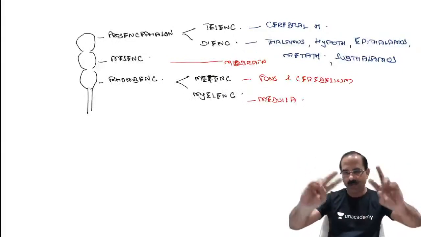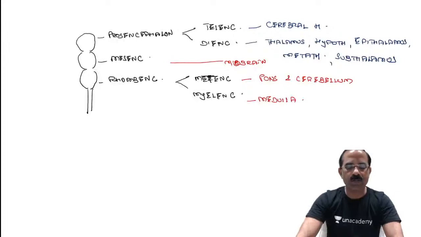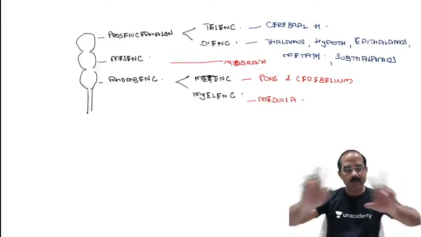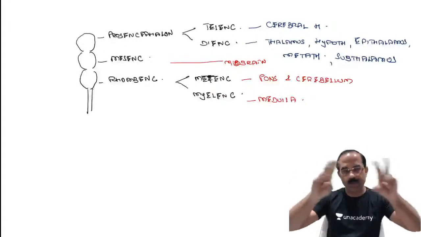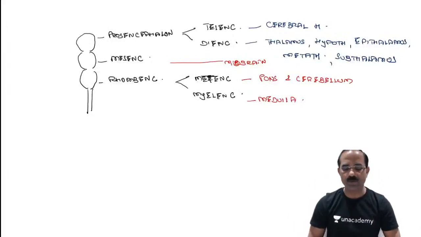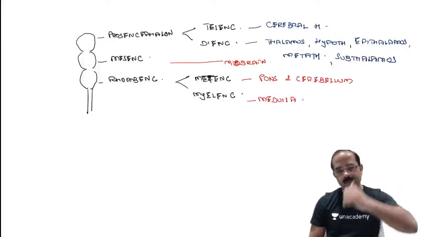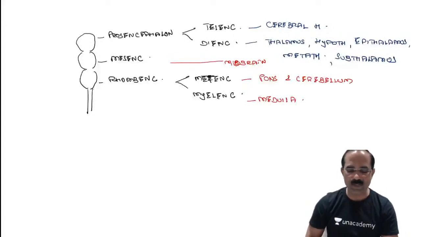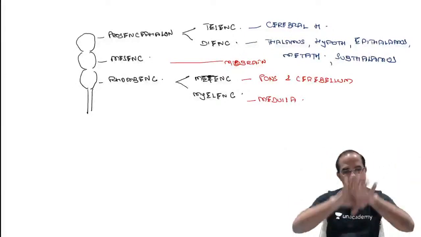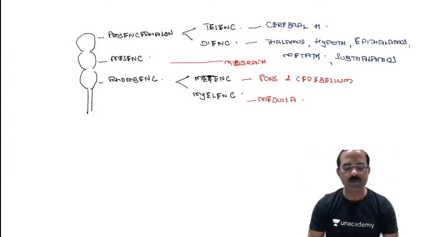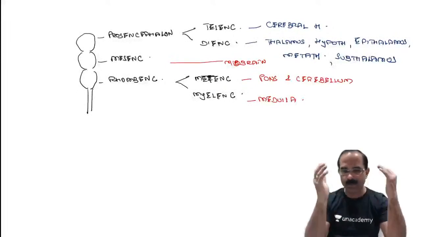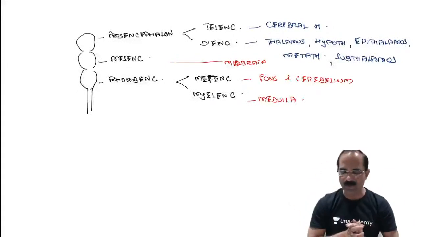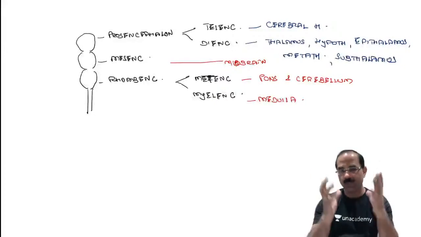What is the metathalamus made up of? The metathalamus is made up of the medial and the lateral geniculate bodies. And the last part of the diencephalon is the subthalamus. What is the cavity of the diencephalon known as? The third ventricle. The mesencephalon forms the midbrain. What is the cavity of the midbrain known as? Aqueduct of Sylvius. And the cavity of the rhombencephalon is the fourth ventricle.